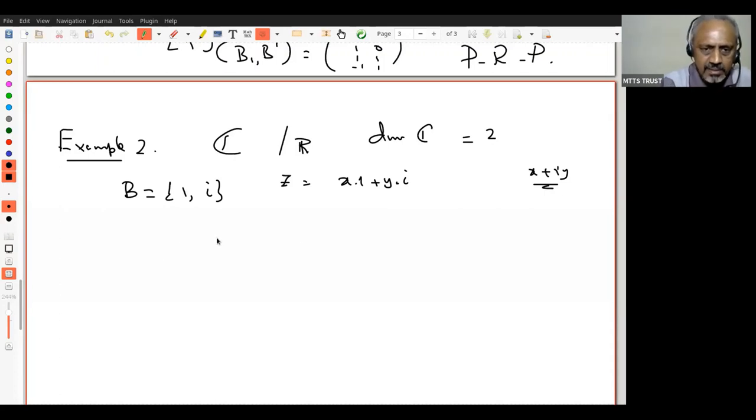Now fix a complex number lambda, which is a plus ib, where a and b are real numbers.